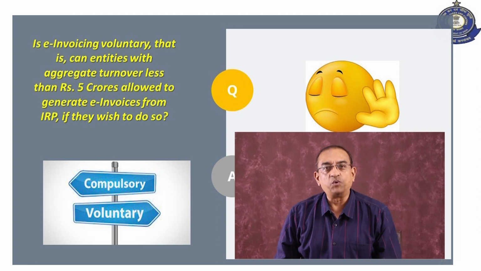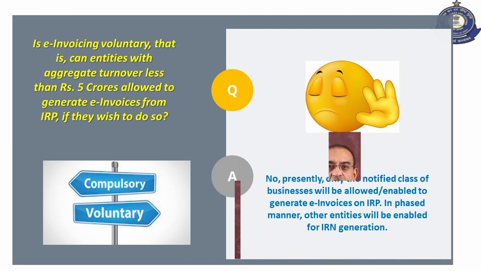It is not voluntarily enabled. Only those taxpayers whose annual aggregate turnover in any of the preceding financial years is more than 5 crore rupees will be enabled by the portal for generating e-invoice, and it will be done only for notified class of transactions, that is transaction from a registered person to another registered person. All other transactions will not be enabled for e-invoicing, and therefore e-invoicing is not a voluntary process. It has to be done only by notified class of persons for notified class of transactions.